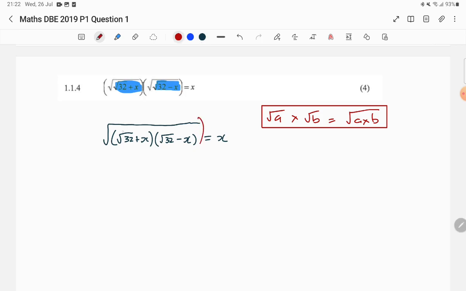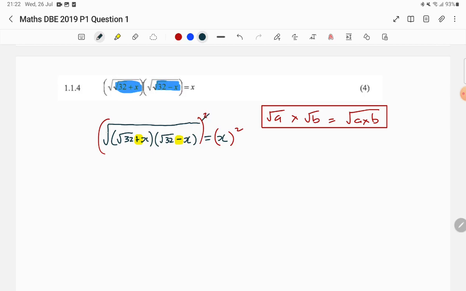So here you can square this side, and one thing to note on top of that is we have root 32 plus x, root 32 minus x. Since it's exactly the same terms, that looks like something we could possibly use just now, which could maybe be a difference of two squares. But we'll come to that now. First, let's square both sides.